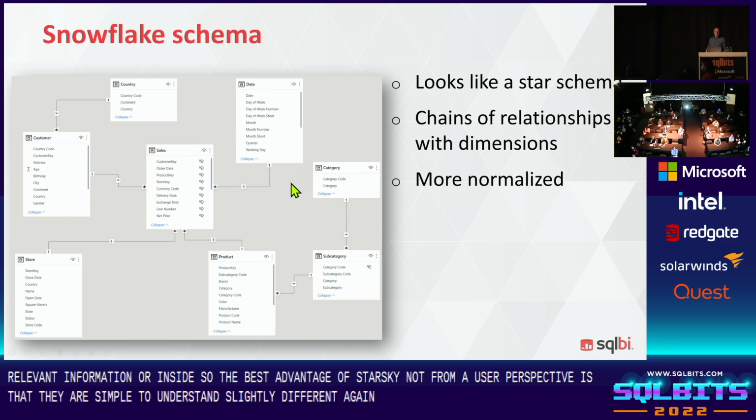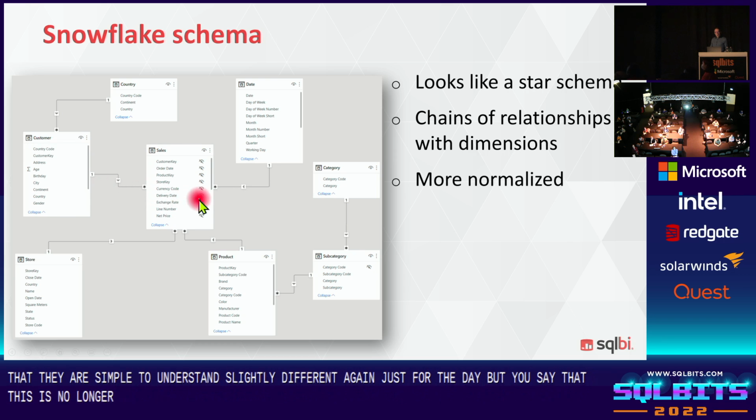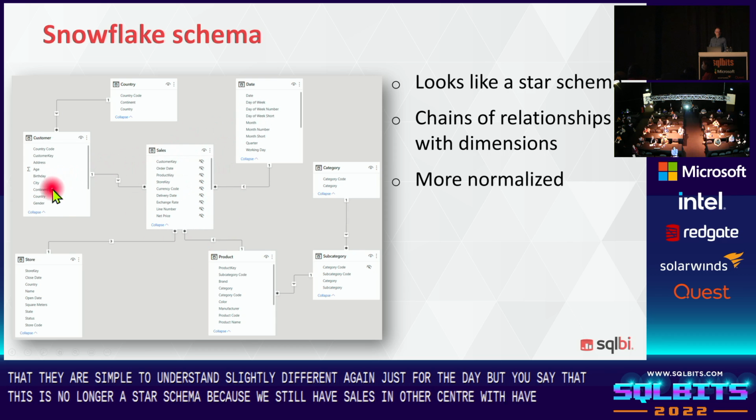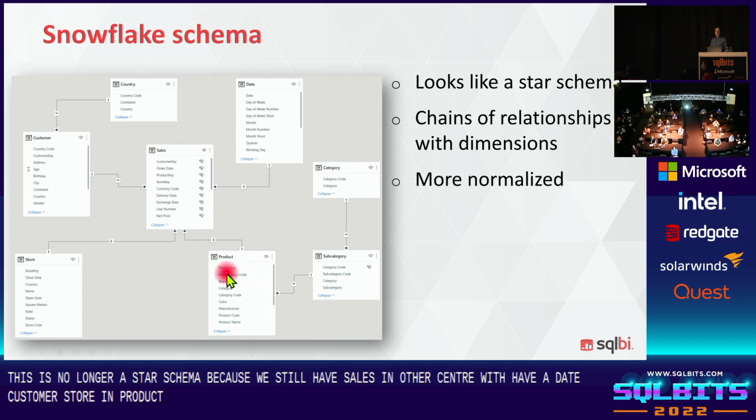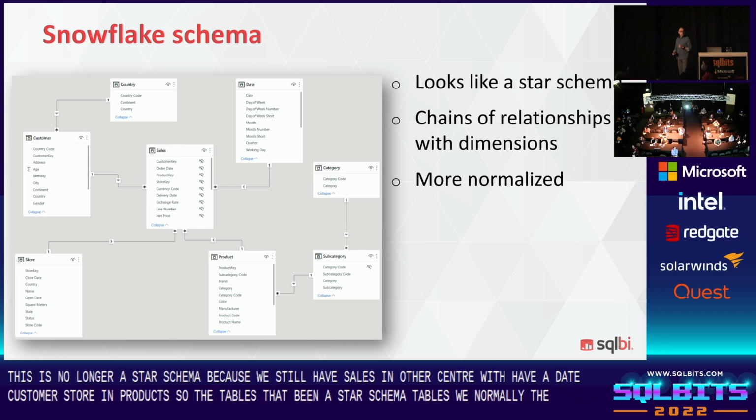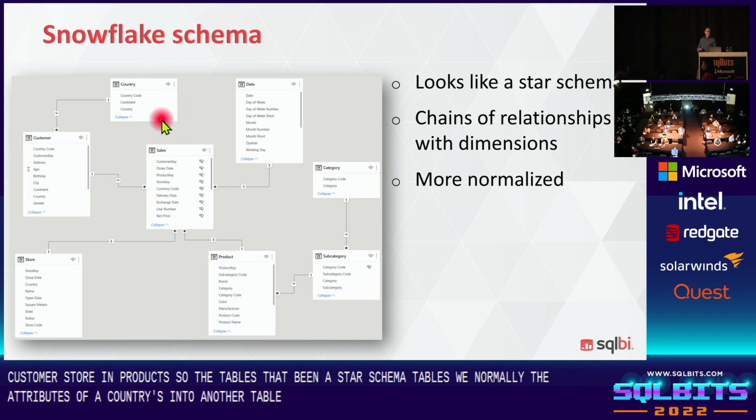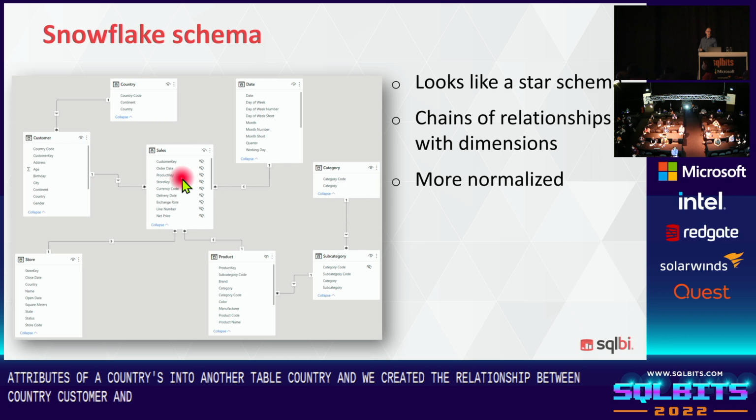Again, this is a model that I created just for the demo, but you see that this is no longer a star schema, because we still have sales at the center. We have date, customer, store, and product, so the tables that build a star schema. But then we have other tables. We normalize the attributes of a country into another table, country. And we created a relationship between country, customer, and finally sales. This shape of the data model is what is called a snowflake.